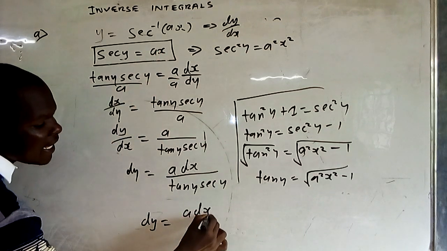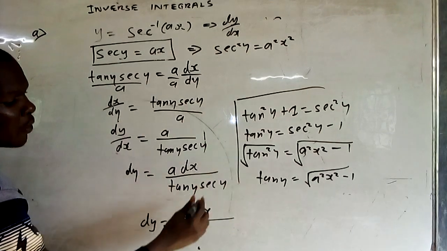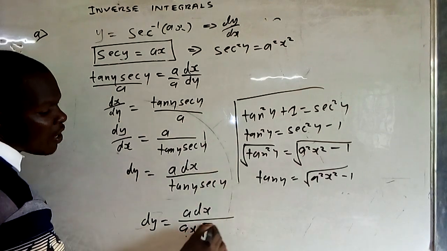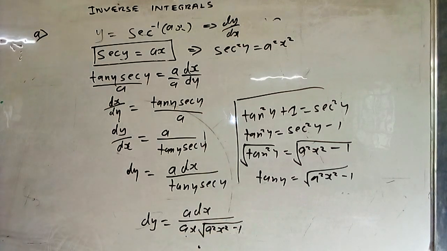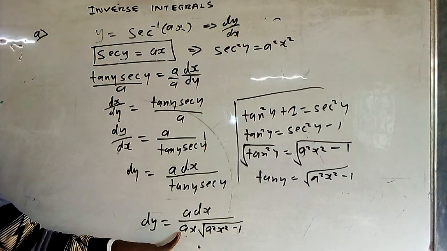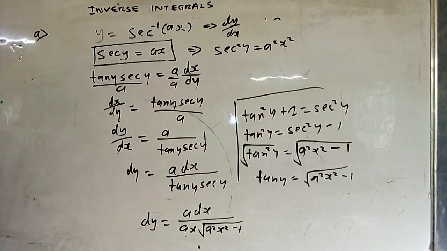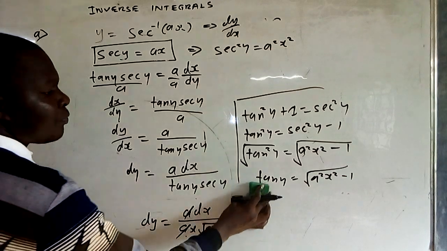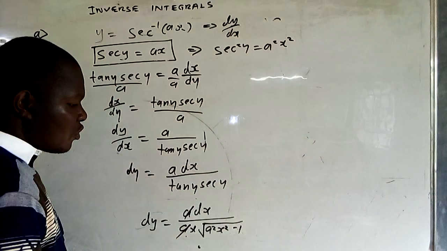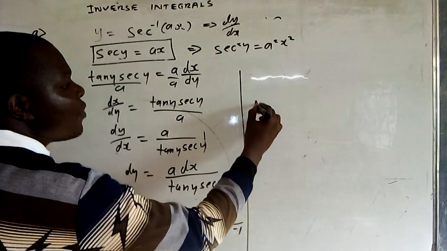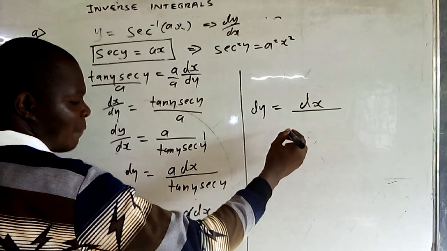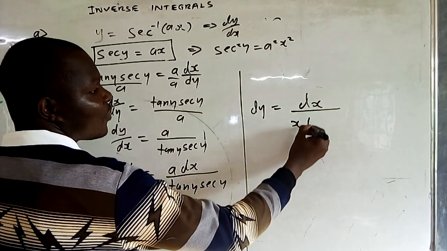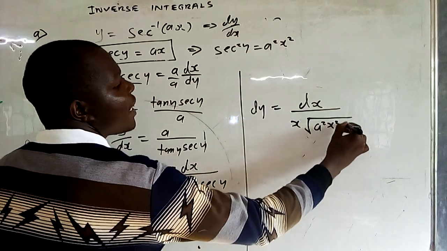dy is a dx over sec y, we found sec y is ax, and y we found is the square root of a squared x squared minus 1. So you can see a cancels out with a. Are you seeing that? A cancels out with a. So what do you remain with? You remain with dy is equal to dx over x square root of a squared x squared minus 1.